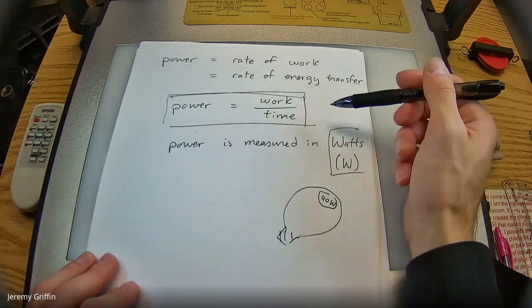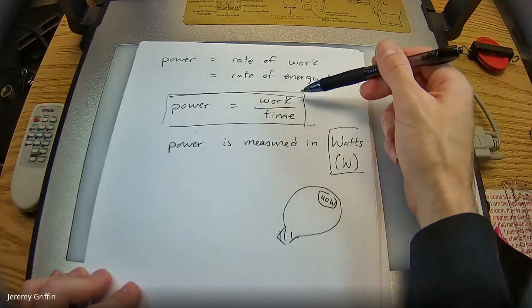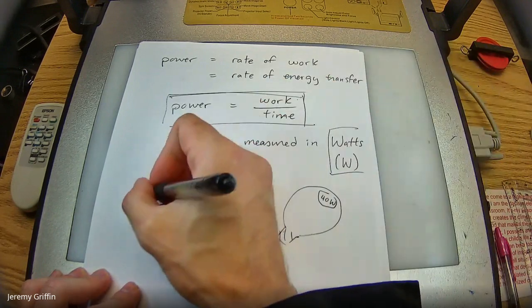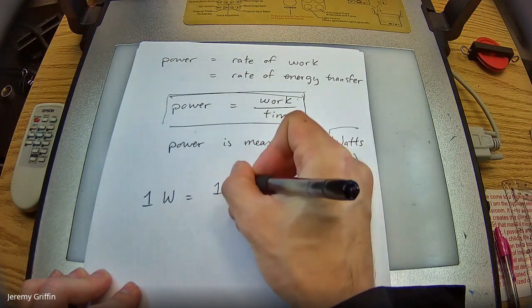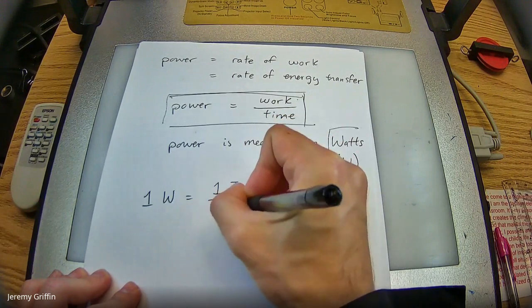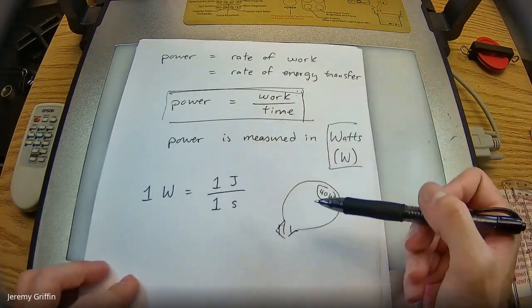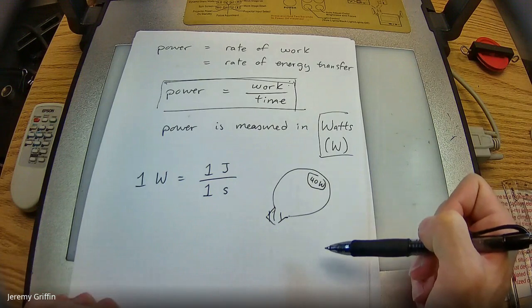That means that light bulb is pulling energy off the grid at a rate of 40 joules per second. Right? That's what one watt is. 1 watt is the same thing as 1 joule per second. Work per time, joules, seconds, 1 joule per second. That's the rate that light bulb will pull energy off the grid.